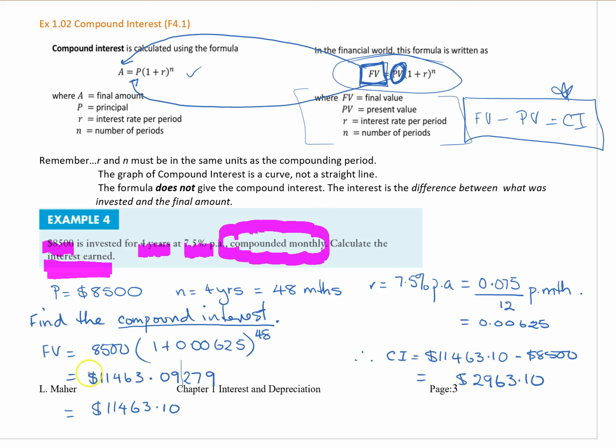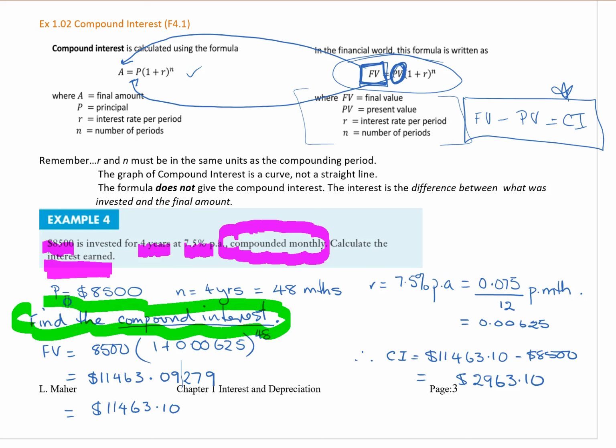We've got more to do than just work out the future value, and hopefully by having written this, we won't forget that we're up to here. We need to calculate the compound interest, and you see that it is $2,963.10.